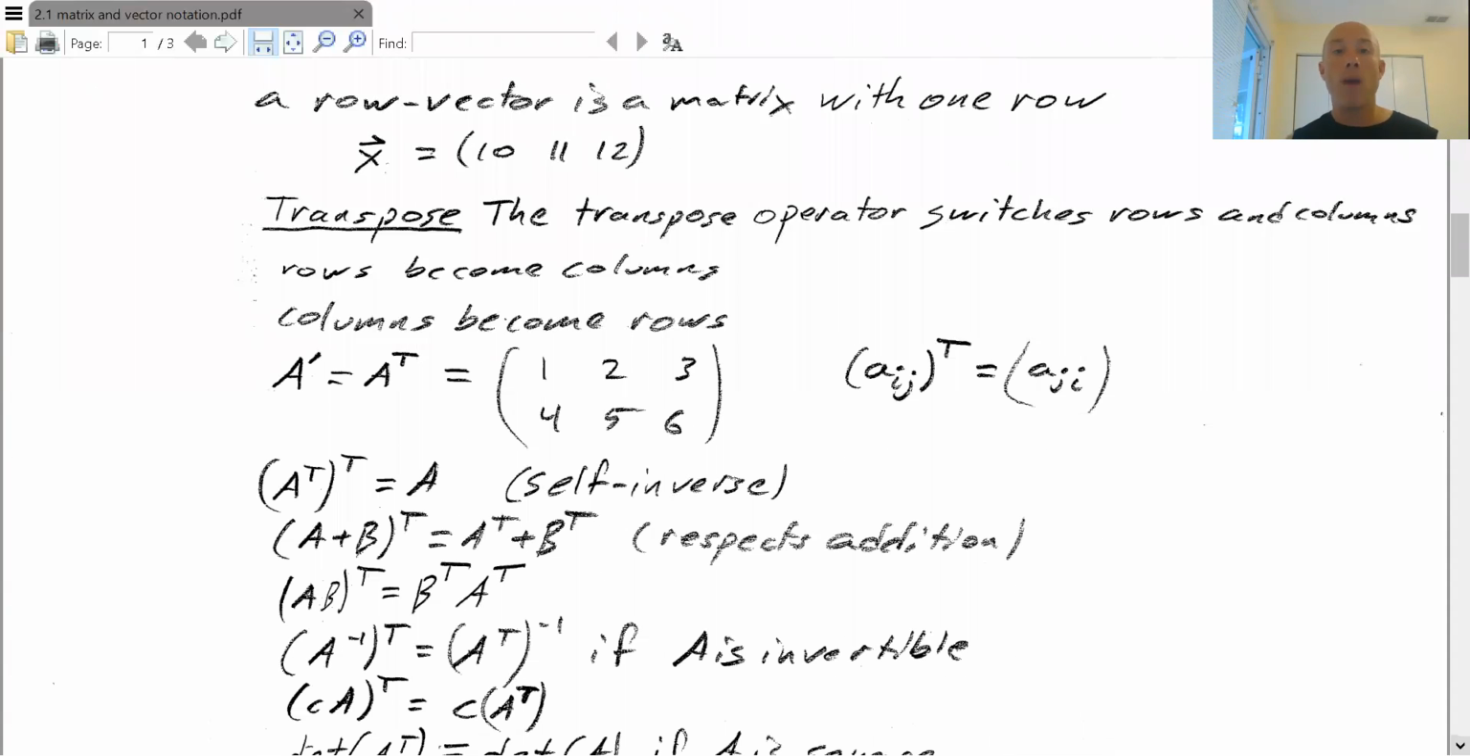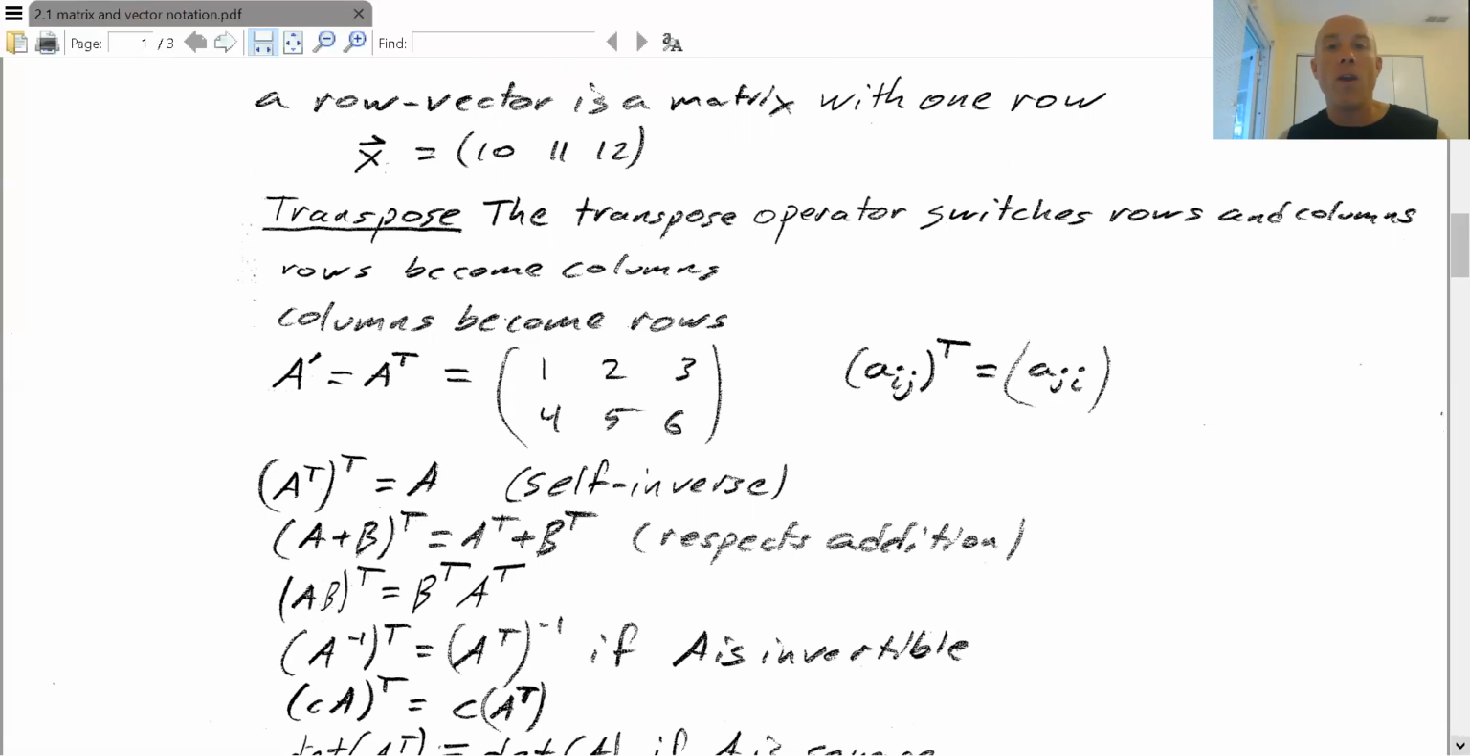Now, in matrix algebra, the word transpose is different than transpose in SAS. The transpose operator, or proc transpose in SAS, does the mathematical transpose, but it also does a lot more. The mathematical transpose is just the beginning of what proc transpose can do. So just know that there's a difference.